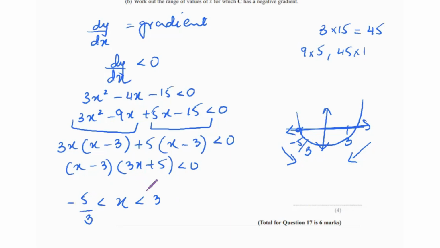This is the way you will write your final answer. If, let's say, your values were diverging, that will take place when your inequality is greater than 0. So if your derivative was greater than 0, then your values of x would be going in opposite directions. So keeping that in mind, you have two different inequalities. Then for this case, it would have been x is less than -5/3 and x is greater than 3.